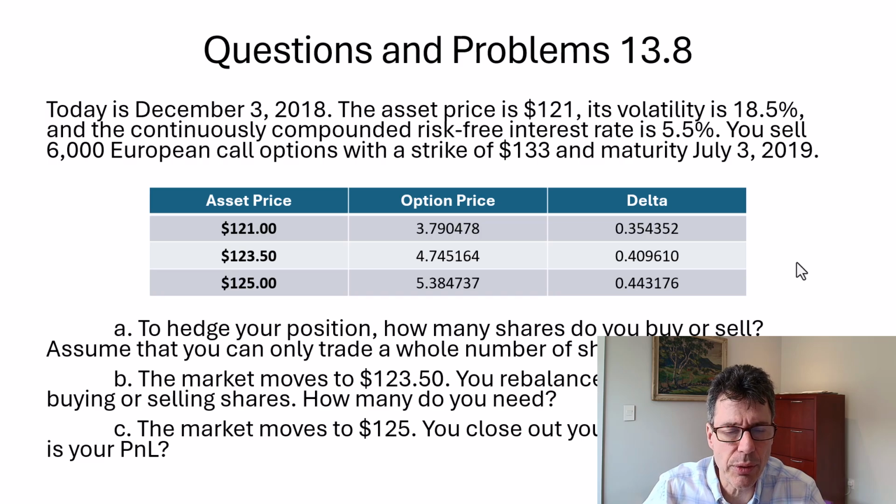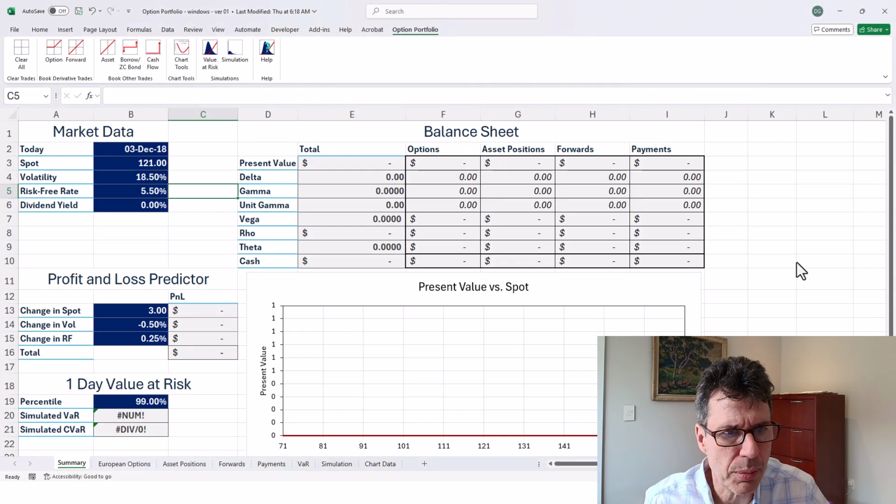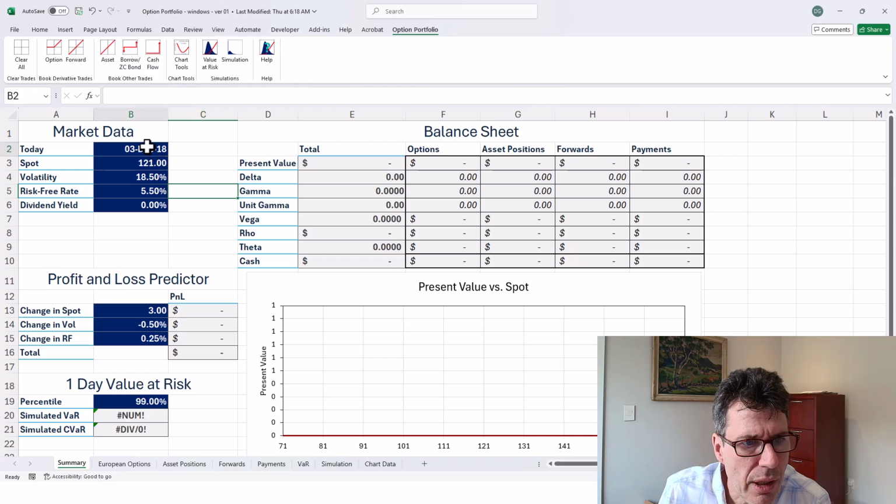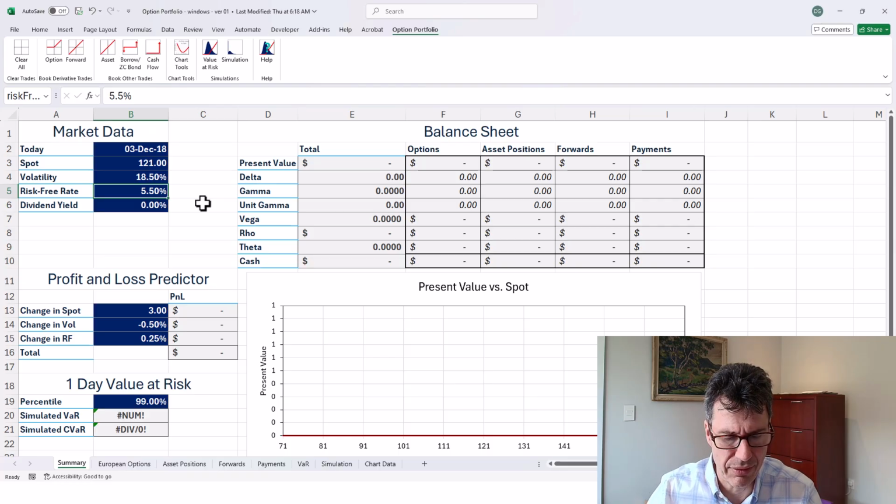The first thing we need to do is get the market data into the spreadsheet. Here's the option portfolio spreadsheet. We can see the balance sheet is empty, so there's nothing in the spreadsheet. December 3rd, 2018, $121, 18.5% volatility, risk-free rate of 5.5%.